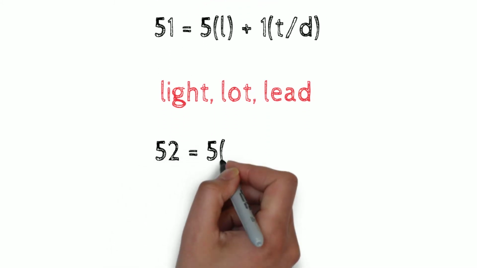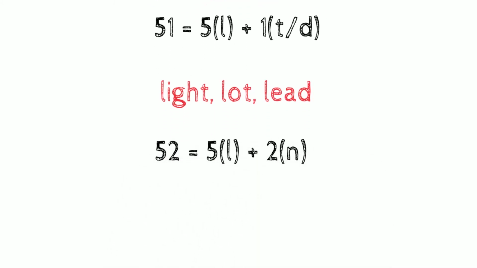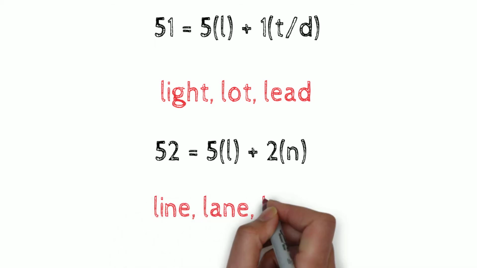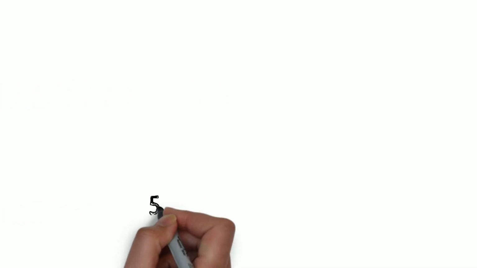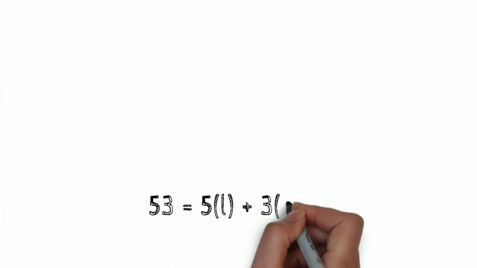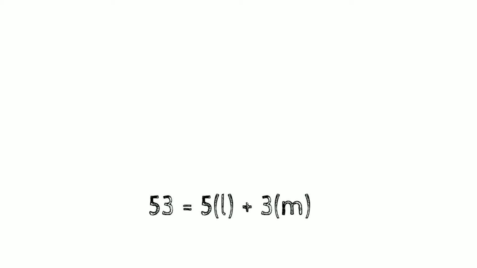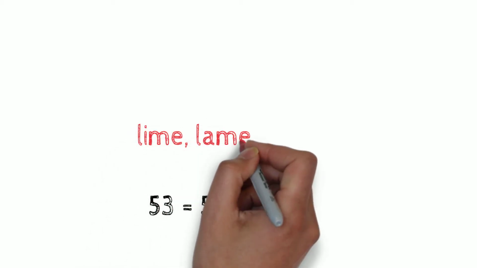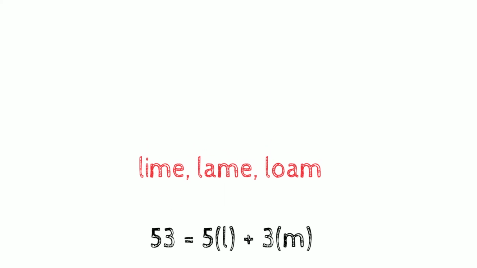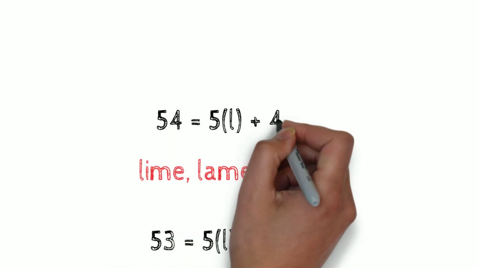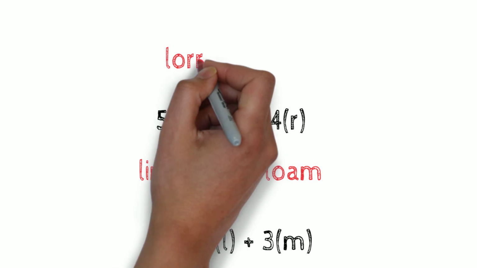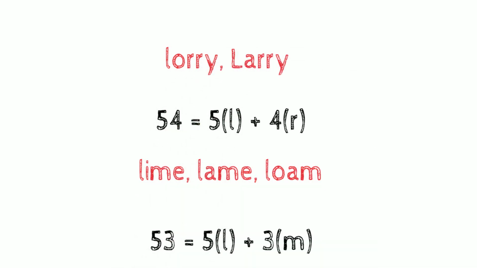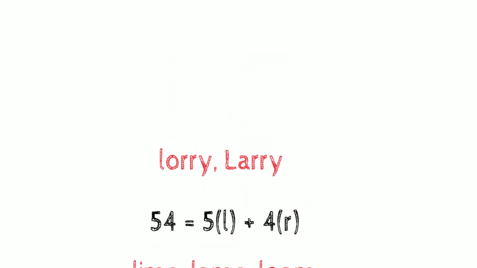The consonants L and N represent number 52. You can use words such as line, lane, or lean. With 53, when the letters L and M are put together, you form words like lime, lame, or loam. For 54, words like lorry or Larry can be used because the letters L and R stand for 5 and 4 respectively. In both words, ignore the double letter.